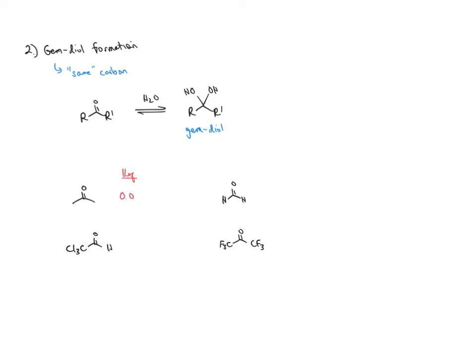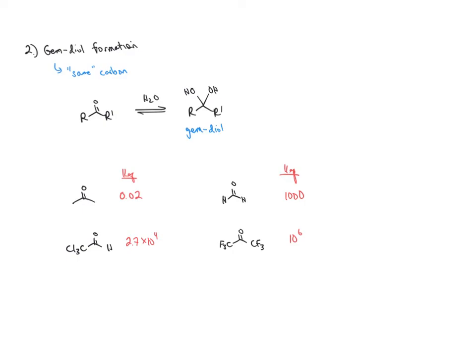In the case of acetone, it's 0.02. In the case of trichloroacetaldehyde, it's 2.7 times 10 to the fourth. In the case of formaldehyde, it's 1,000. In the case of hexafluoroacetone, it's 10 to the sixth. Okay, so how can we explain these Keq values?